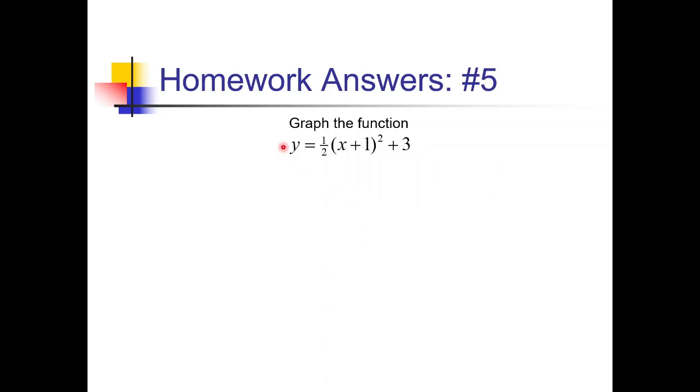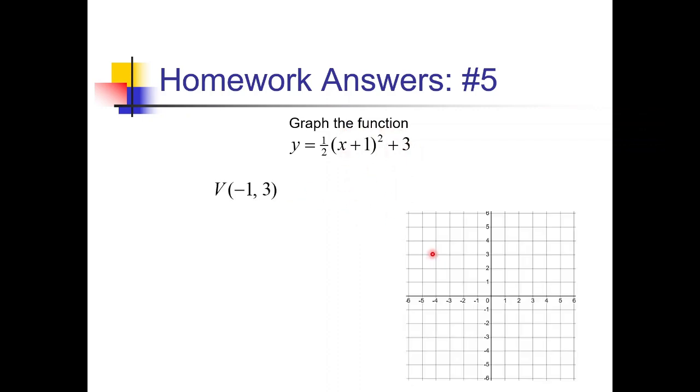For this problem, to graph y, this is in vertex form, so I'm going to start by getting my vertex. The x plus 1 inside gives me a minus 1 for the x value. The plus 3 outside gives me a plus 3 for the y value. So negative 1, positive 3. Going to my graph, we're going left 1 and up 3. There's my vertex.